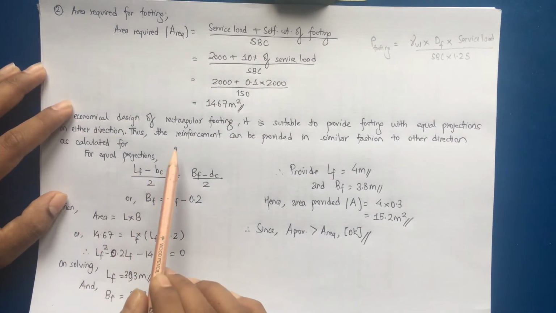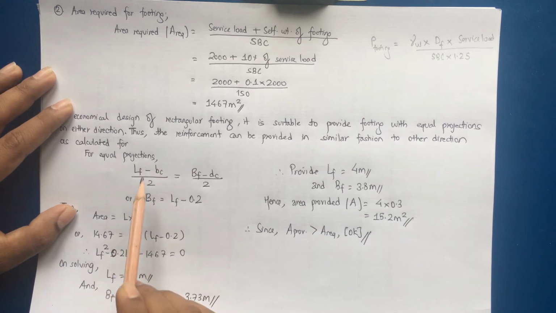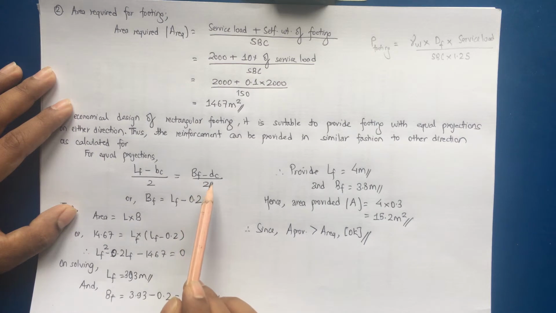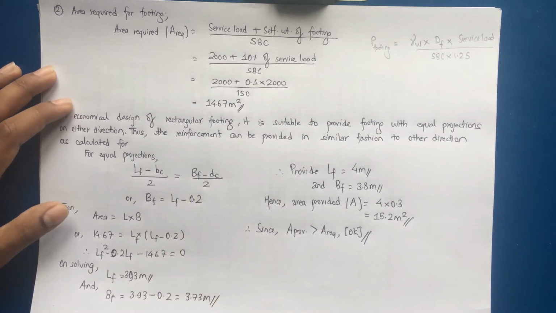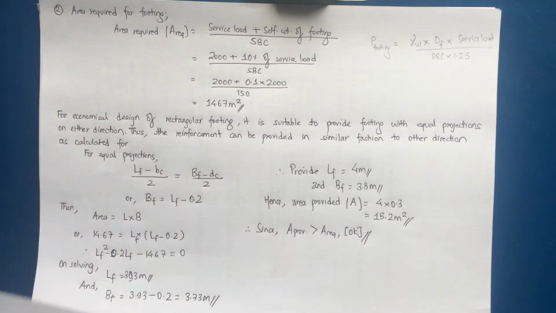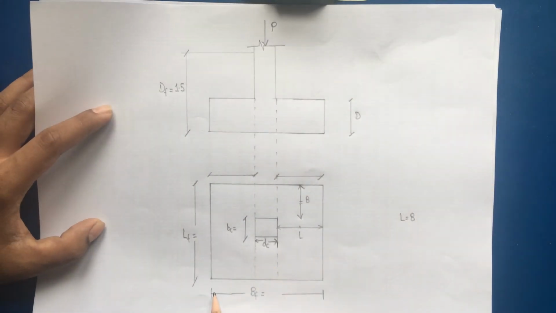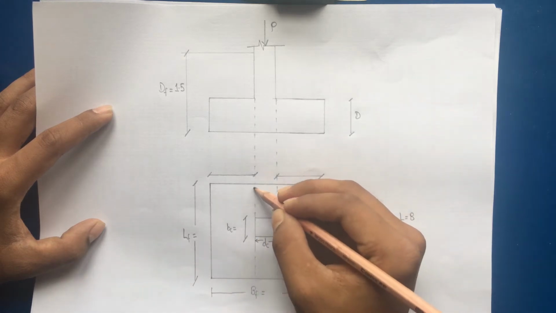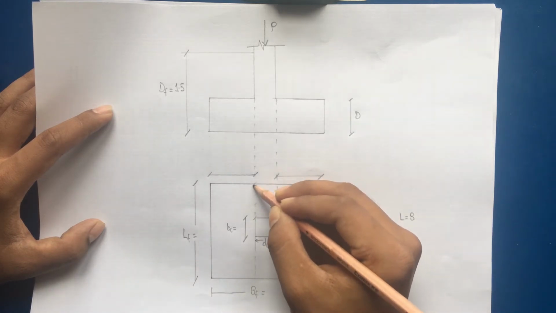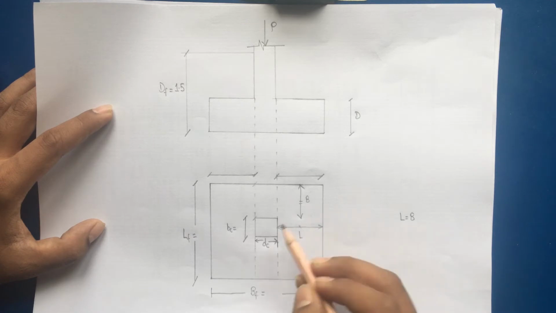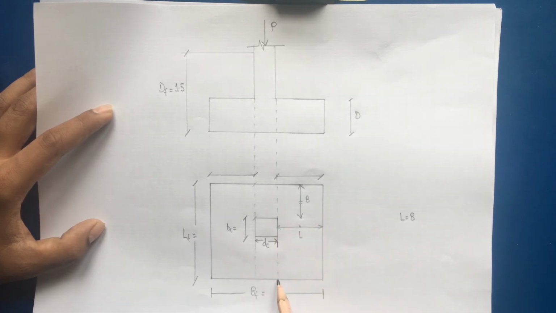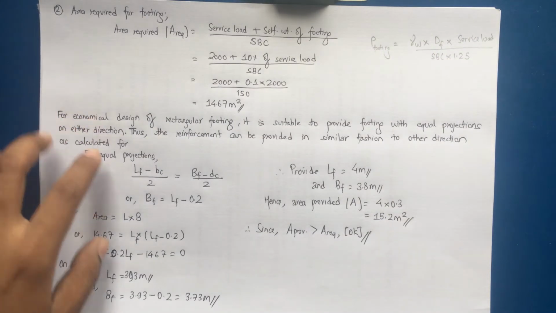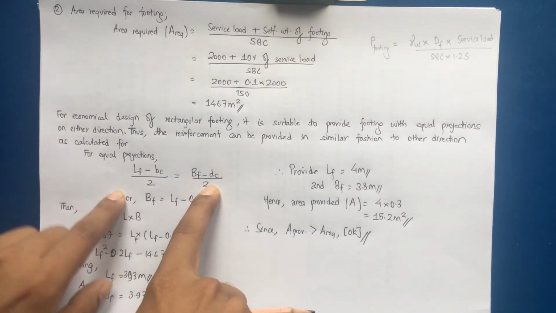So for equal projections we have this condition, that is LF minus BC by 2 is equal to BF minus DC by 2. Length of footing minus BC divided by 2 means this much portion. Similarly, BF minus DC divided by 2 means this portion. So this is the condition for the equal projections.